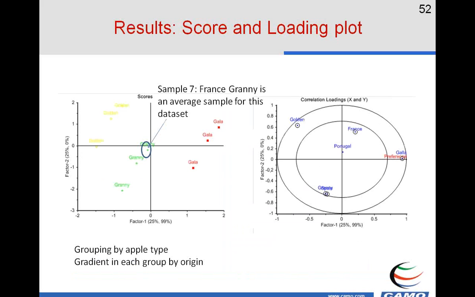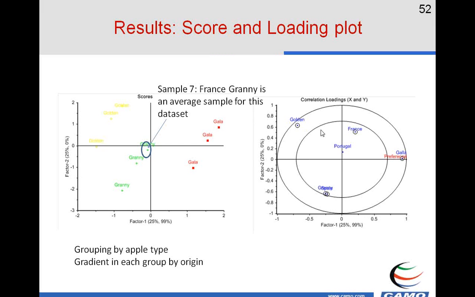Here I have the score and loading plots, and I can make some groupings in the plots. Here I have grouped the samples by category. For the type of apple, we have the 3 Golden that are clustered together, the 3 Granny, and then Gala. And because we have the preference in this direction, we know that Gala will be the one that is preferred, and Golden less, and Granny average. Also this special sample is very close to the intersection in the score plot, so it's quite an average sample, and that's sample 7, which is French and Granny.